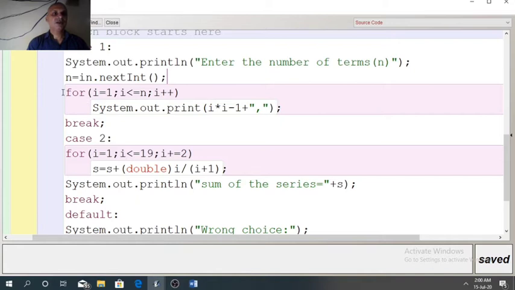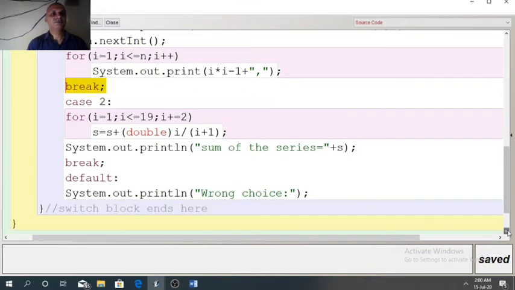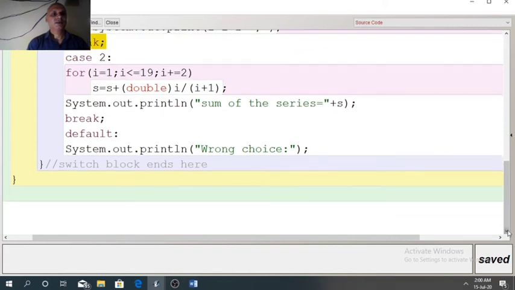Now the logic I had already told you. I square minus 1 is the logic for printing the first series, and break is required in the end of the case 1. Now in case 2, I have controlled the loop with the numerator. Numerator was 1, 3, 5, 7 up to 19. So starting with 1 going up to 19, I equal to I plus 2.